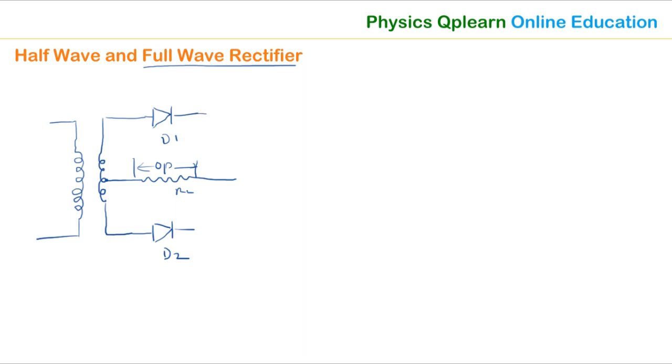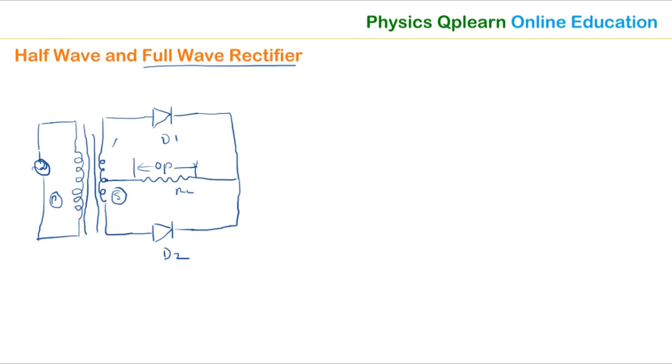Sometimes they will ask what is the difference between a half wave rectifier and a full wave rectifier. In the half wave rectifier we use one diode, in the full wave rectifier we use two diodes. In the half wave rectifier we use a normal transformer, in the full wave rectifier we use a center tapped transformer. This is the primary coil, this is the secondary coil, and we use a step down transformer. We supply AC at the input and get DC at the output.